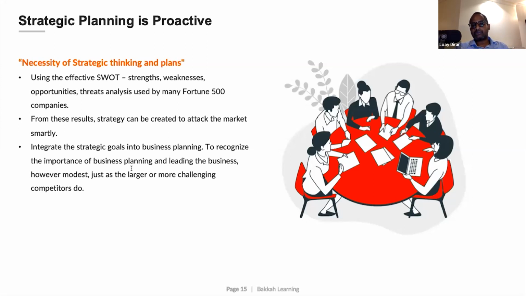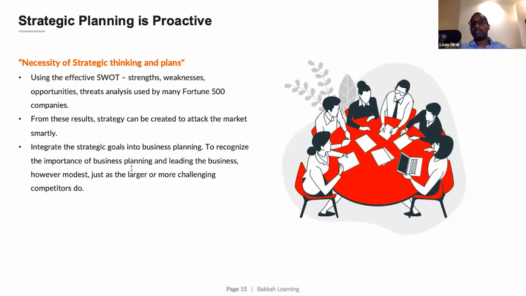From these results, a strategy can be created to attack the market. By the way, SWOT analysis is not enough, but it's one of the recommended tools when it comes to developing a strategy. There are many tools that you can use besides SWOT analysis. You can apply a product life cycle analysis. You can conduct a BCG analysis. And after that, you can conduct industry analysis using the 5 forces, or what we call Porter's 5 forces, and many more kinds of tools.